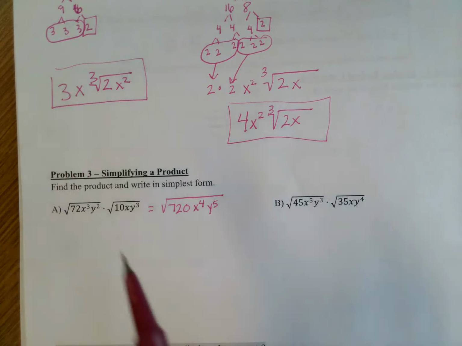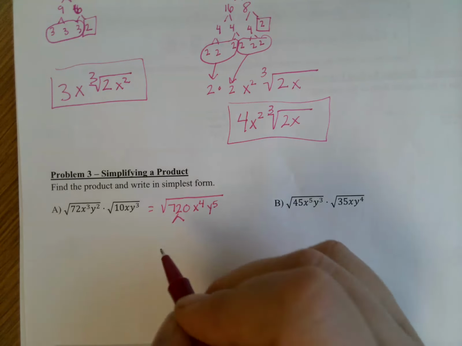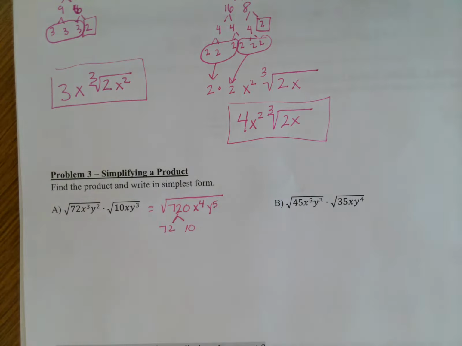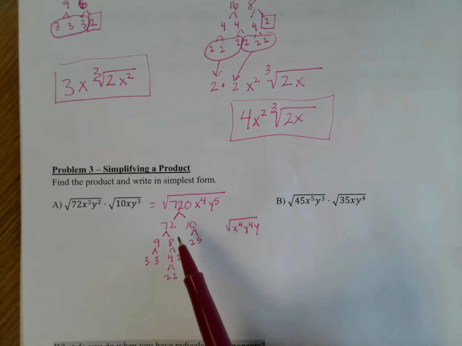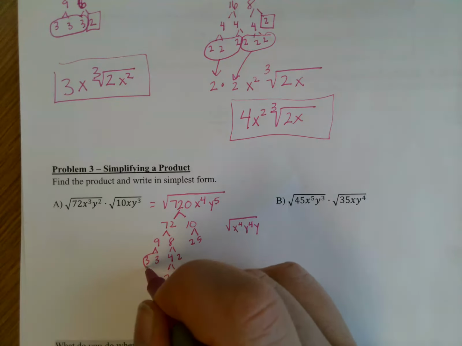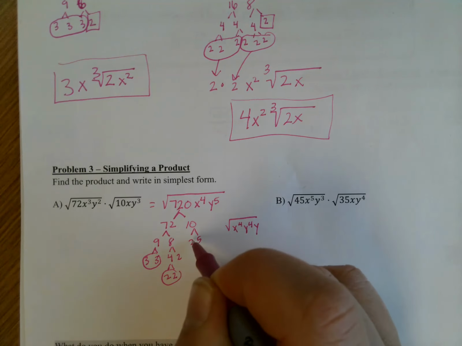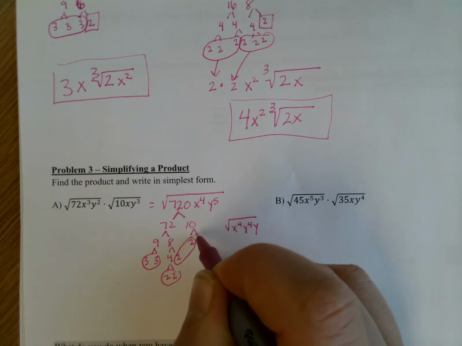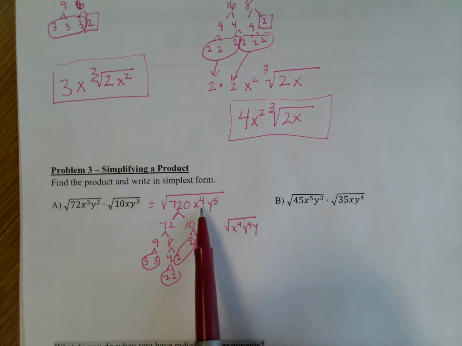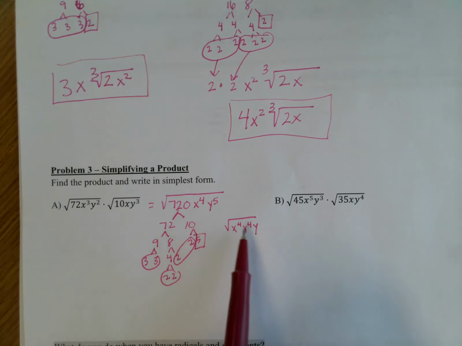Now this is the same problem as above. So I'm going to do my factor tree. So I have 72 and 10. I'm going to break it up with that. So now again, I'm looking for groups of 2. So here's a group of 2. Here's a group of 2. Here's a group of 2. This doesn't have any groups. I also rewrote this. So I still have 4 x's and I still have a total of 5 y's.